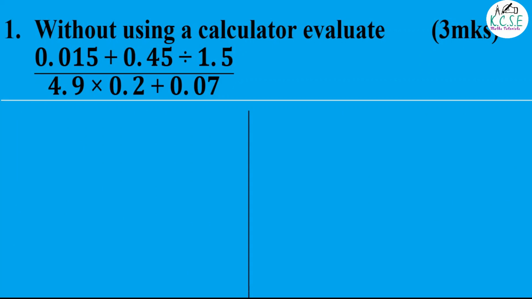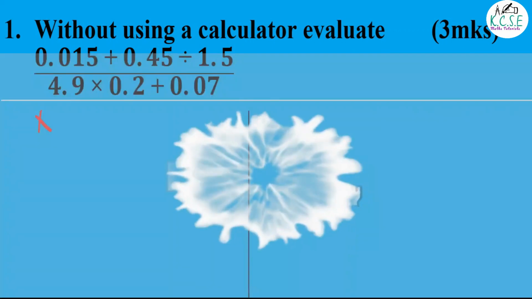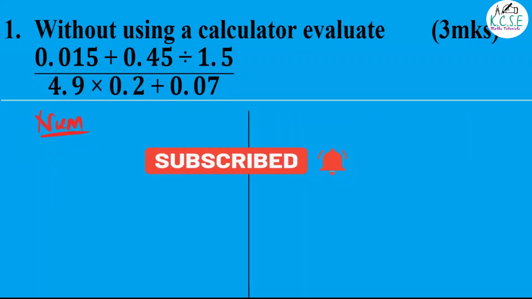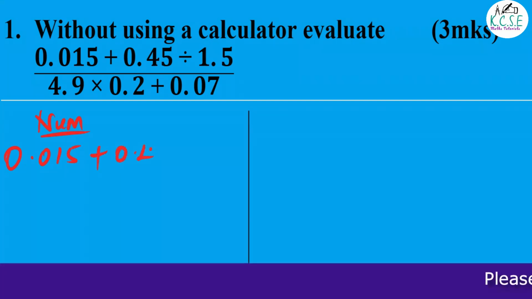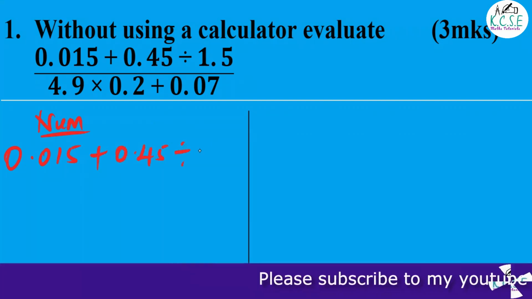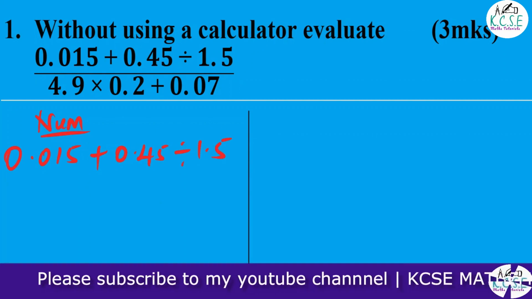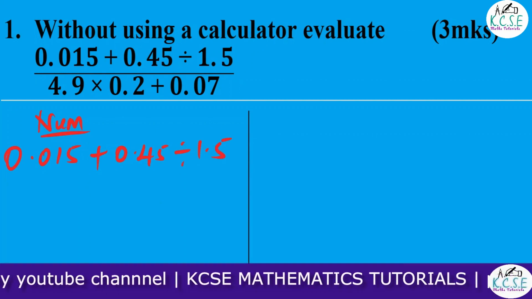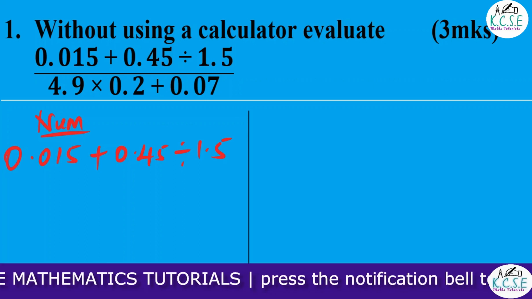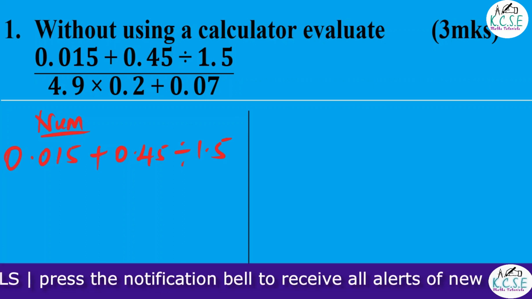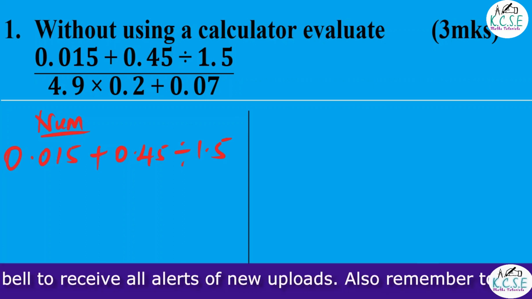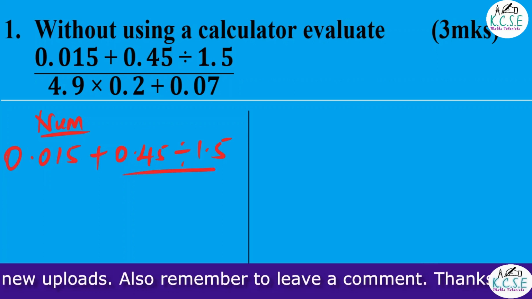So without using a calculator, evaluate. Let's begin with the numerator. For the numerator we have 0.015 plus 0.45 divided by 1.5. Now in this case we have addition and division. So according to the law of operation, BODMAS, we're going to begin with division. So we're going to work out this first.